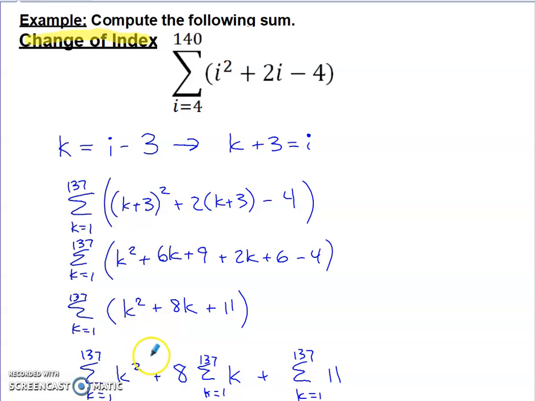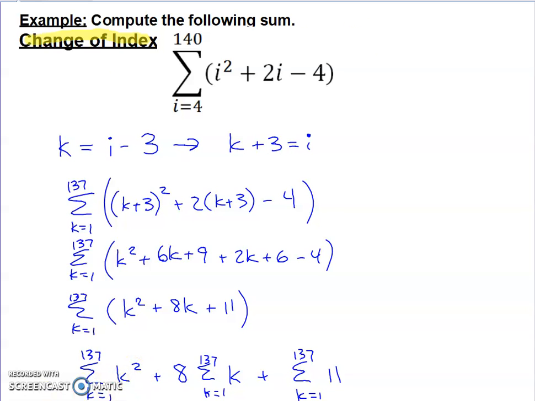Now this is very similar to the last one. I can break it up into 3 separate sums. I can factor 8 out in front of that middle sum. And I know this is not i anymore, it's k squared, but I've changed the index to a different variable, but I still have the opportunity to use those summation formulas.